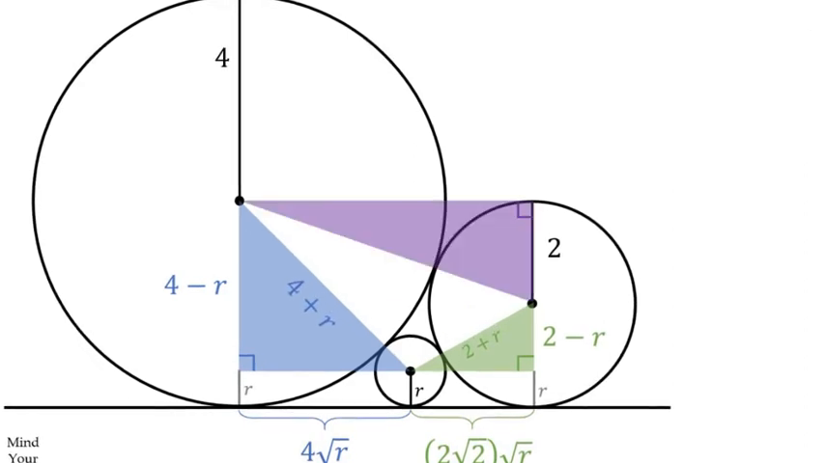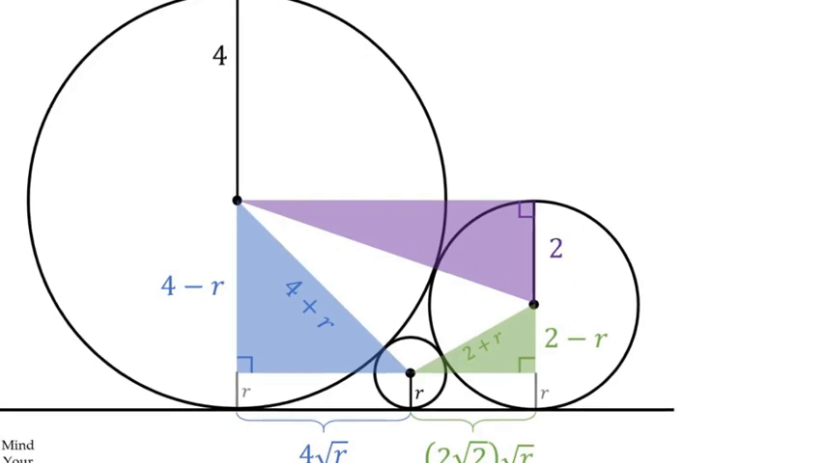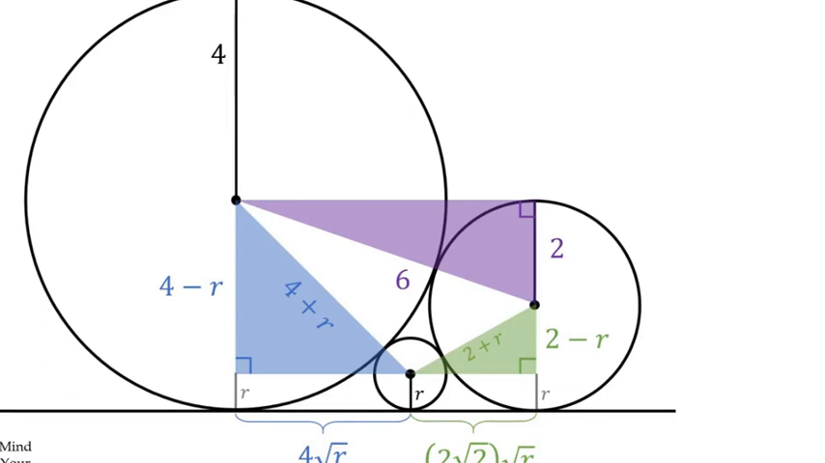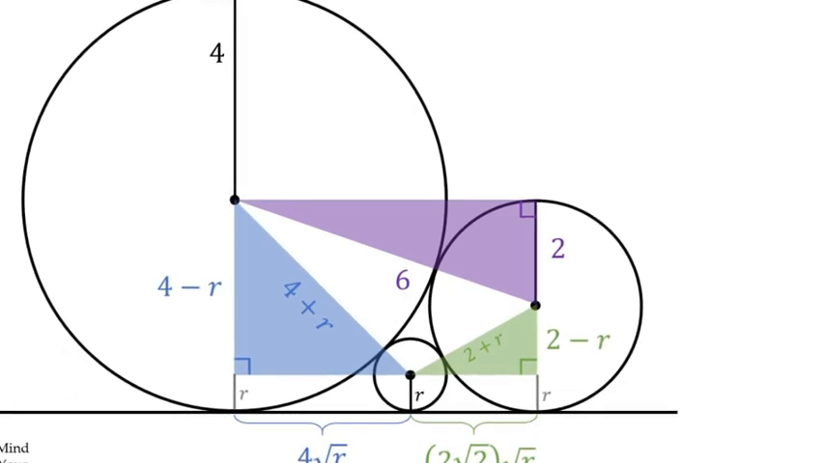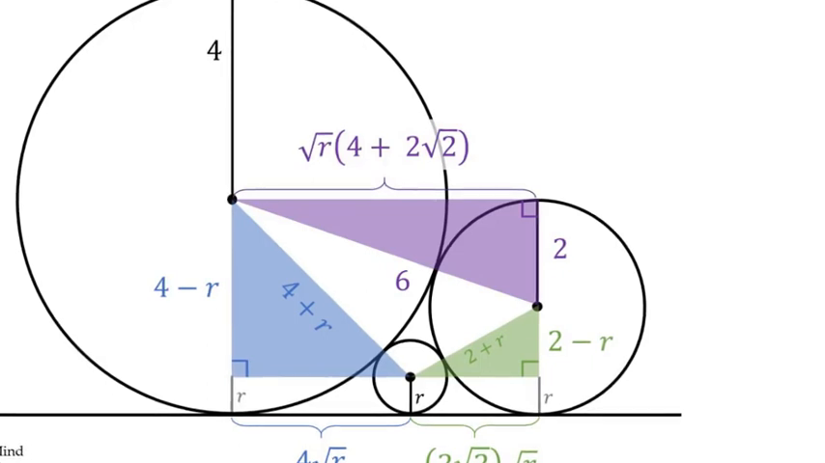This will connect the centers of the 2 larger circles. The hypotenuse will be the sum of the radii. 4 plus 2 is equal to 6. One leg will be 4 minus 2, and that's equal to 2. The other leg is parallel to the 2 lengths at the bottom. So this will be the square root of r times the quantity 4 plus 2 times the square root of 2.